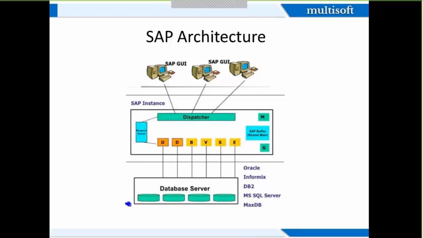There is a particular shared memory available at the application server level. So the application server takes most of the responsibility to communicate with the presentation layer and with the database layer. The database layer has a particular native language, so the DBMS comes into the picture, which fetches the information from the database and provides it to the application server. There are various hardware and software requirements whenever we start SAP, so I will not cover that right now. I will move to the next slide.